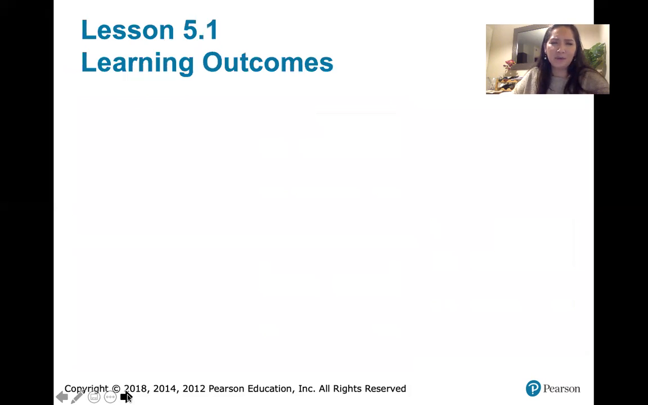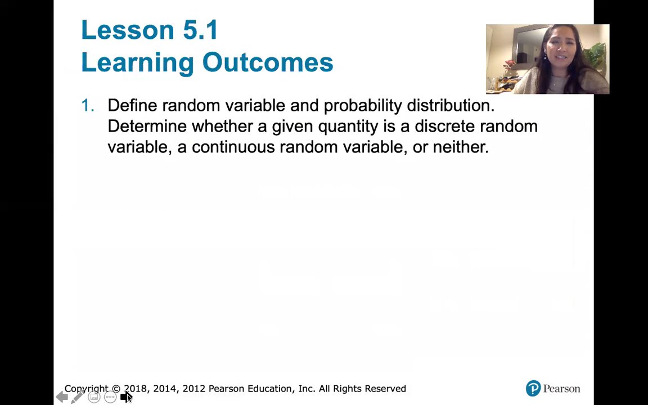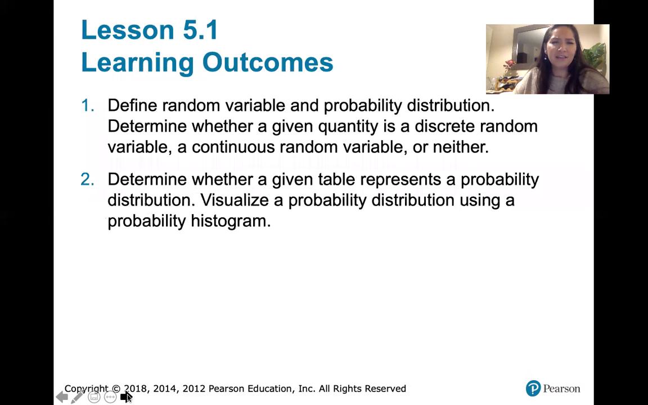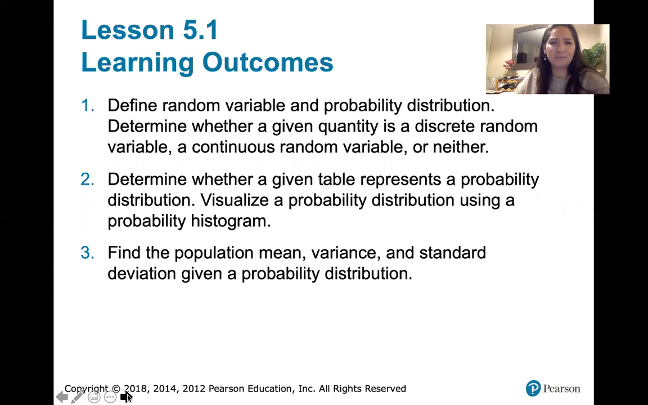So in 5.1, we've got 6 learning outcomes. Our first learning outcome is to define a random variable and determine whether a given quantity is a discrete random variable, a continuous random variable, or neither. Then in our next learning outcome, we're going to learn more about probability distributions, and we're going to determine whether a given table represents a probability distribution by checking to see if it has certain characteristics. And then we'll visualize a probability distribution using a probability histogram.